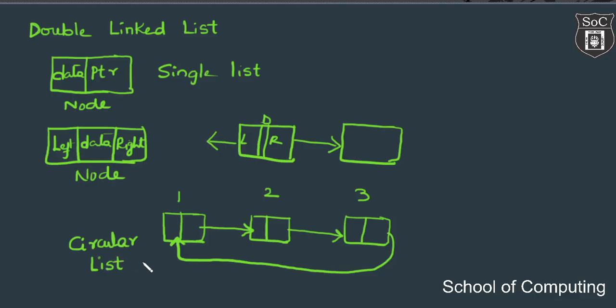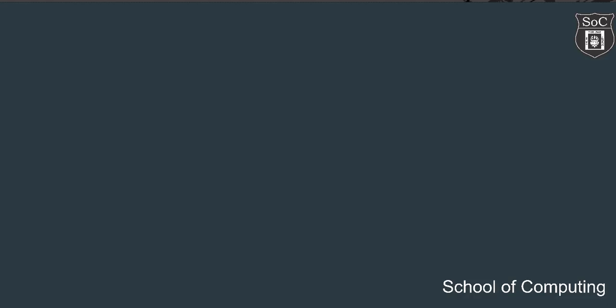The circular linked list is also very important, and it has many useful applications. One very common application is within the operating system. In several CPU scheduling algorithms, circular list is used, especially in the round robin algorithm. So there are a lot of use cases of both double linked list and circular linked list, and hence it's very important for us to understand how to implement them in the C programming language.